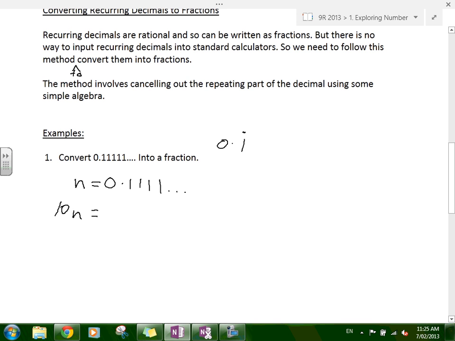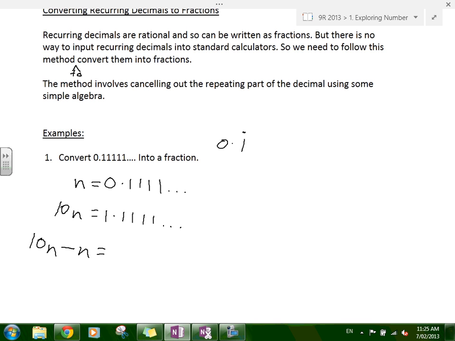What's 10 times this number? 1.11111. Okay, we're just shifting the decimal place. The place values are shifting one spot up, multiplying by 10. So instead of 0.1, we just get 1.1111. Now, what do you notice about the repeating decimal places? They're the same. They'll go on forever. So what I can do is say, well, what happens if I have 10 times n minus n? What do we call these in algebra? Numerals, and they are what terms? Like terms.